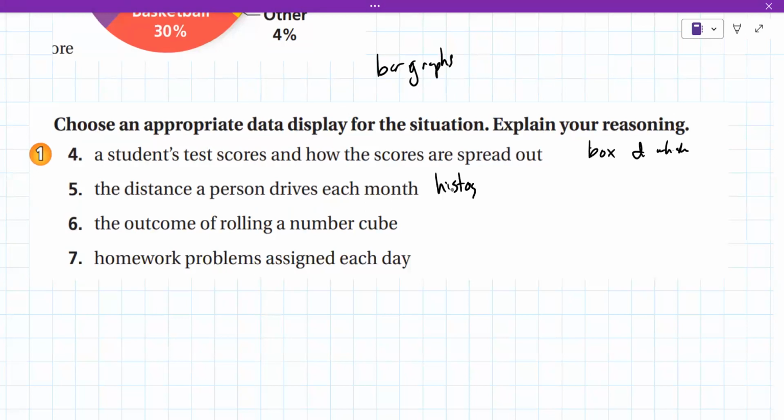Histograms are for counts. But it's a little bit weird because we need more context. Is it every month that you're getting this information? It says each month, so it's over the course of 12 months. That's not really a histogram when there's time involved. It's probably better off as a line graph. Yeah.